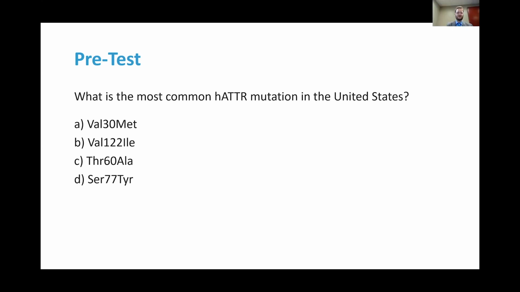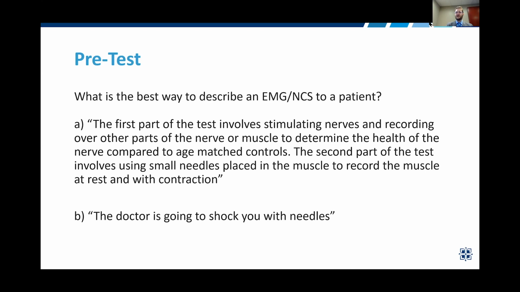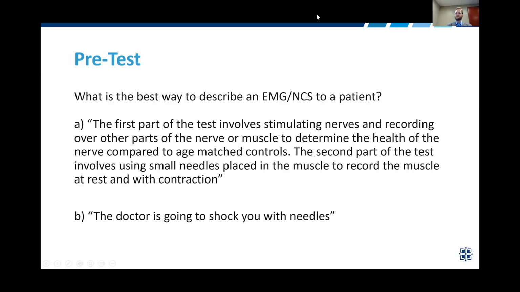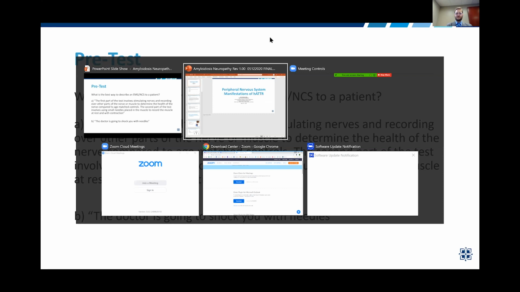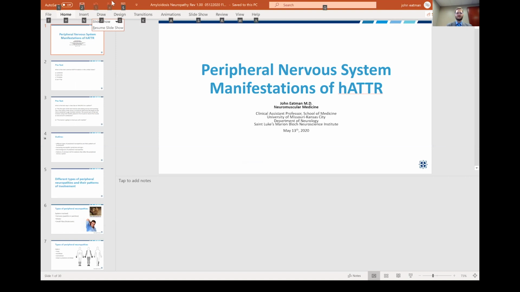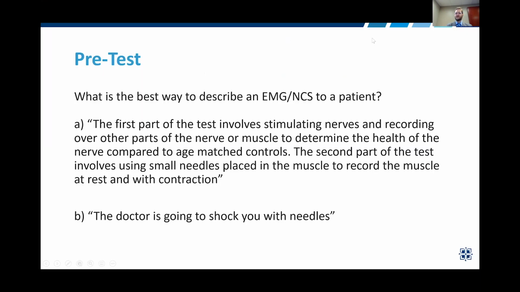Okay, perfect. All right. So this is the next question. What is the best way to describe an EMG nerve conduction study to a patient? The first part of the test involves stimulating nerves and recording other parts of the nerve or muscle to determine the health of the nerve compared to age-matched controls. The second part of the test involves using small needles placed in the muscle to record the muscle at rest and during contraction. Or B, the doctor is going to shock you with needles.